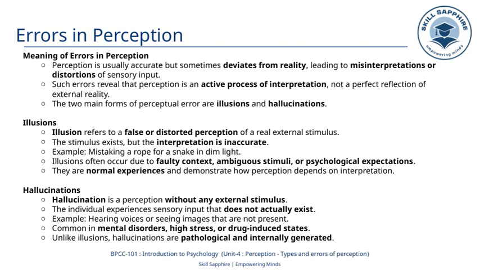Moving on to hallucinations, these are different. They involve perceiving something without any external stimulus at all. Someone experiencing a hallucination might hear voices or see images that aren't really there. Hallucinations are common in certain mental health conditions, during high stress, or under the influence of drugs. Unlike illusions, which are distortions of real stimuli, hallucinations are internally generated and are considered pathological. So, understanding these errors helps us appreciate how perception, while powerful, is also susceptible to mistakes, whether through illusions or hallucinations, and reminds us of the active, interpretive nature of our perceptual processes.